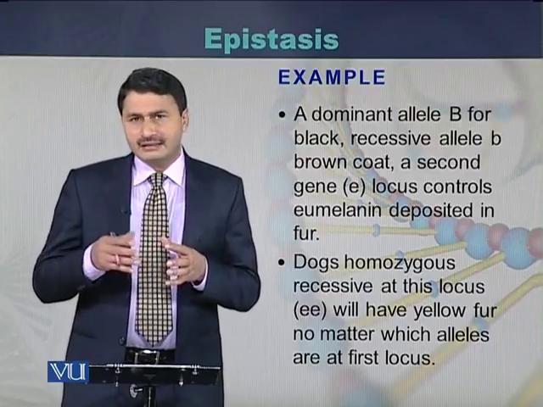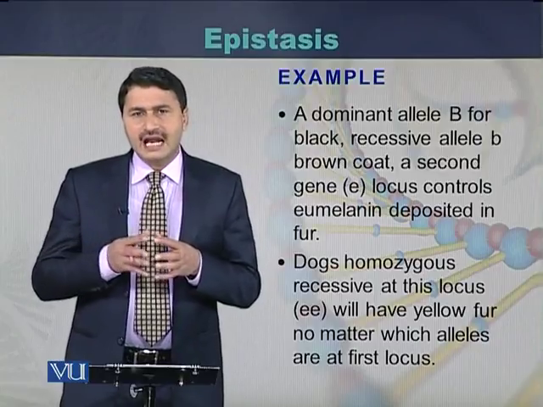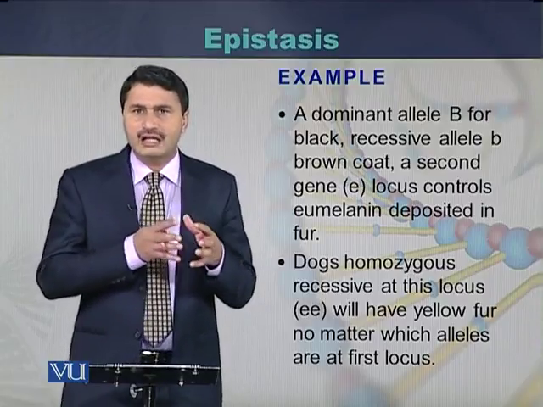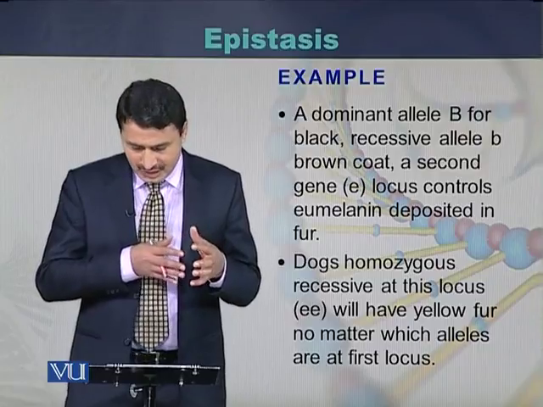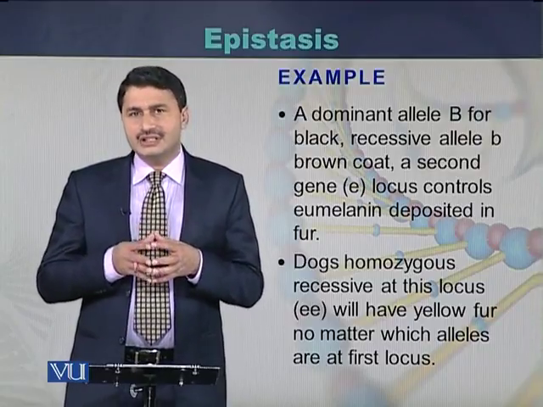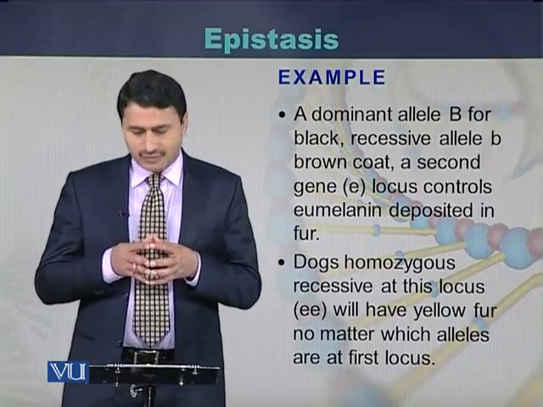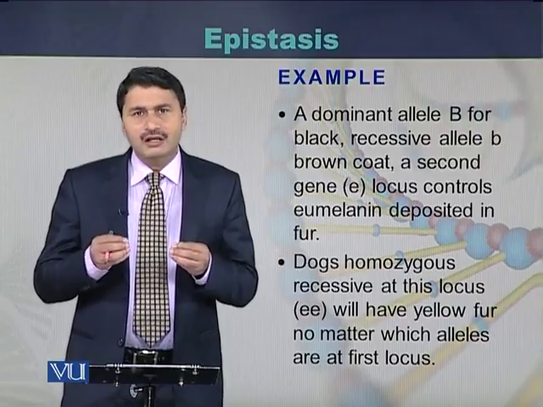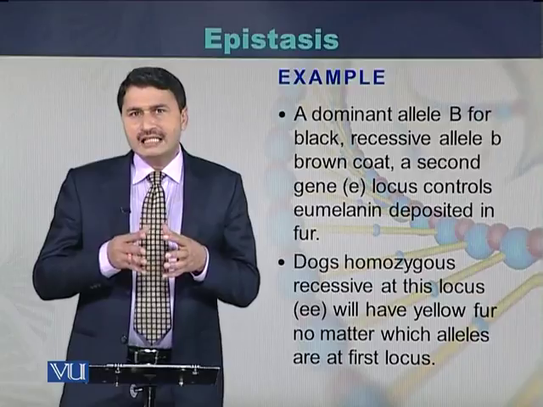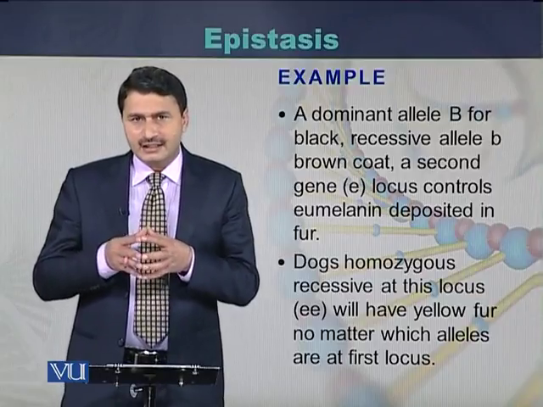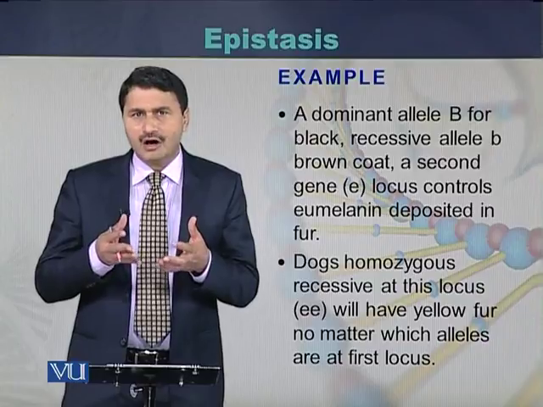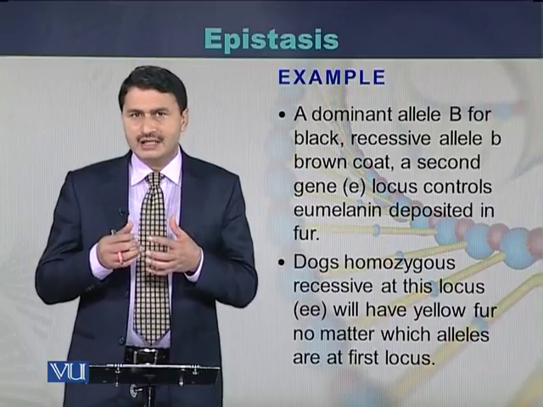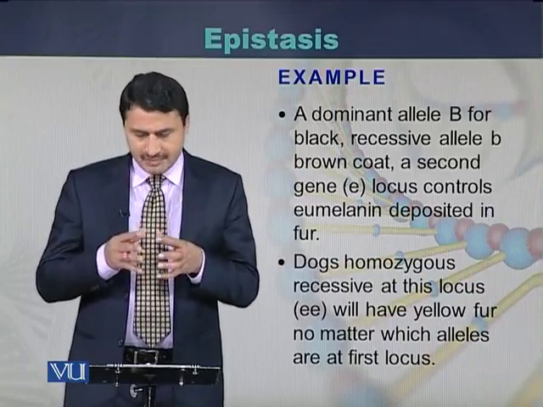But there is a second gene. If that gene is in homozygous form, then it has an effect on the expression of the first gene. The coat color of the dogs will be yellow, whatever the allele at gene number 1, whether gene number 1 has the dominant allele or the recessive allele. If the second gene is homozygous, the color of the dogs will be yellow.